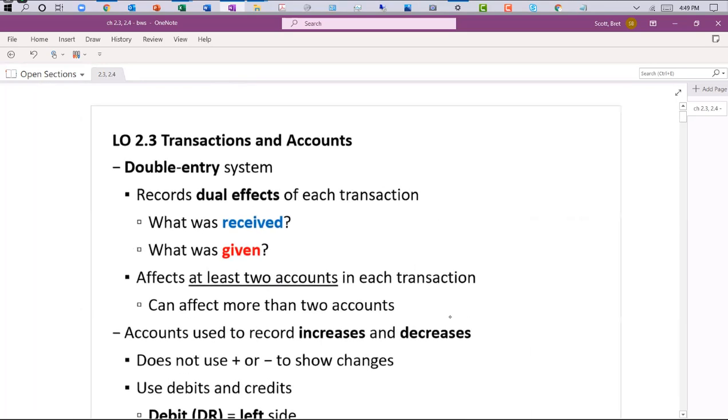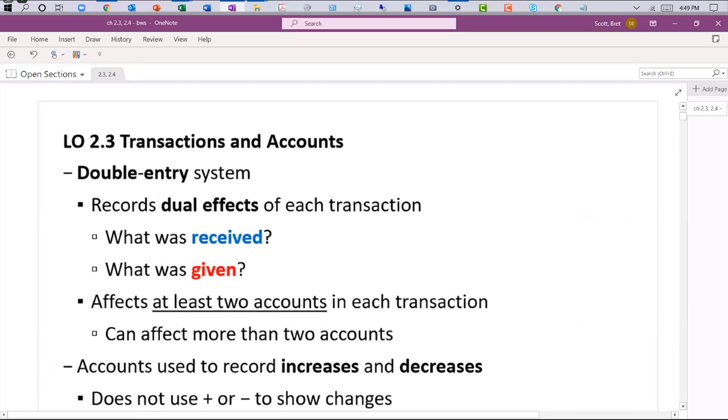So 2.3, we already talked about analyzing a transaction, determining what was given, what was received. We talked about how we keep track of both those things and how they affect the overall accounting system. When it comes to inputting the information from transactions into our accounting system, hopefully by now you realize that we work through a double entry accounting system. We record the dual effects of each transaction, what was received and what was given. We input that into our system so that way, at the very least, we have complete knowledge of the financial impact of each transaction on what was given and what was received.